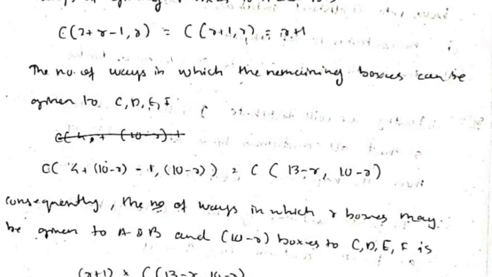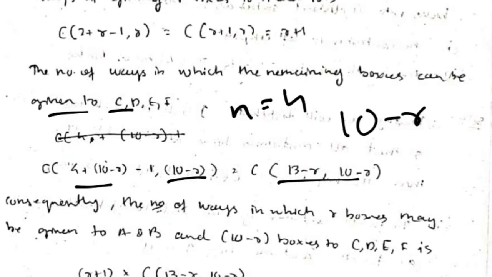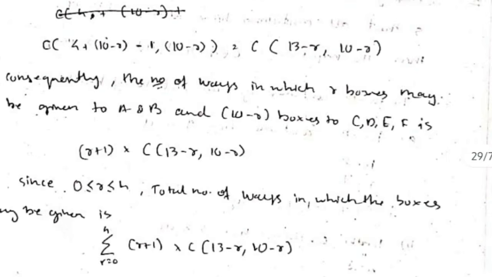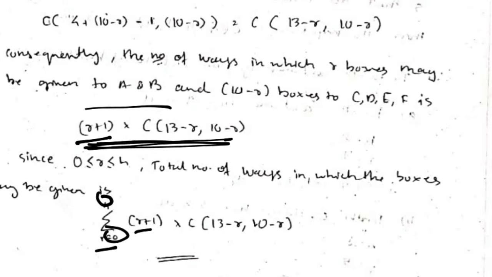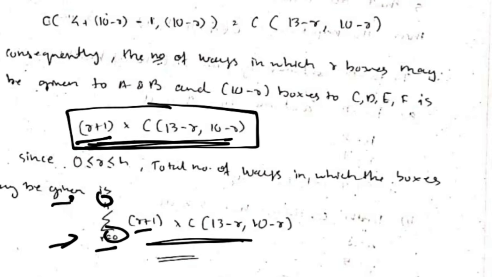The remaining number of boxes can be given to C, D, E or F. So if we consider C, D, E and F as 4 places, n will be 4 and the number of boxes will be 10 minus R. We will be using that and writing this formula here. Now R can take the values from 0 to 4, right? So the multiplication will give us the total number of ways for R, and since R can take values from 0 to 4, the final number will be the summation over R from 0 to 4.